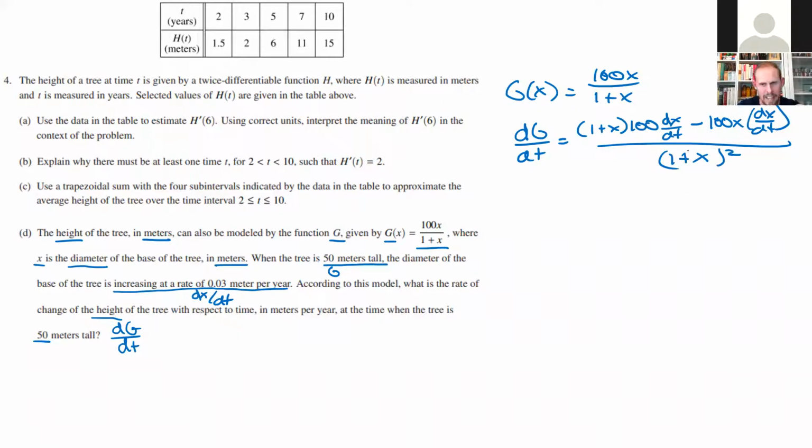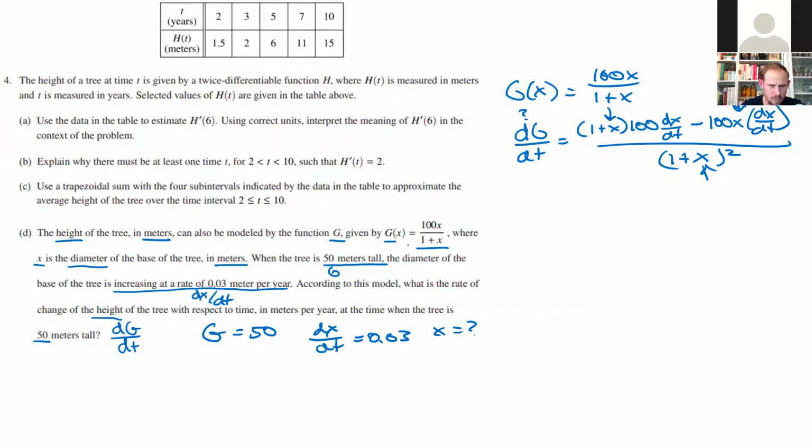Now, do we have everything? Let's see. We've got g is 50. We've got dx/dt is 0.03. What about x? We need x, right? There's an x here, there's an x here, there's an x here. We definitely need to know x. And we're trying to get dg/dt, so this is what we're trying to solve for. So we've got to be able to get x some way.